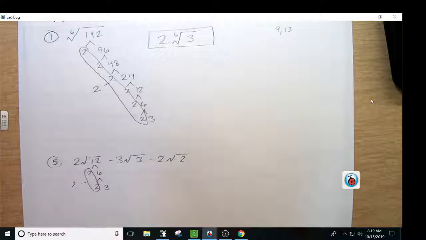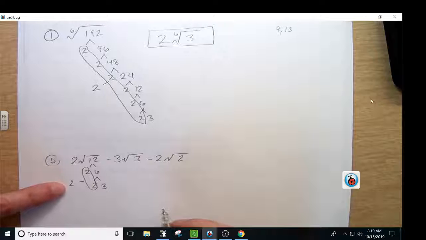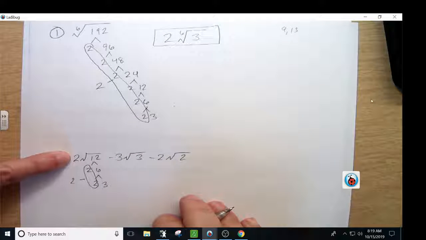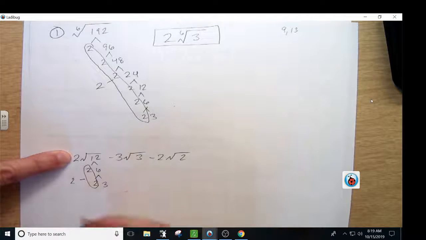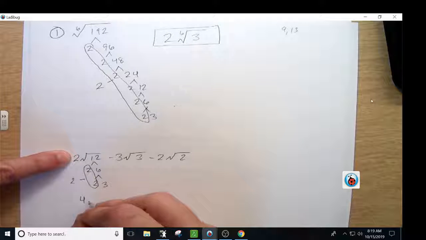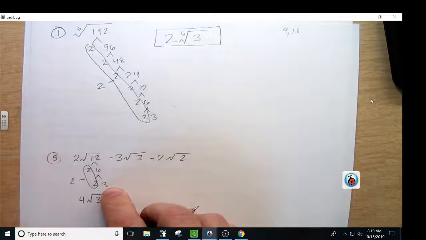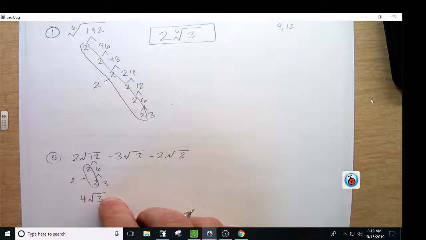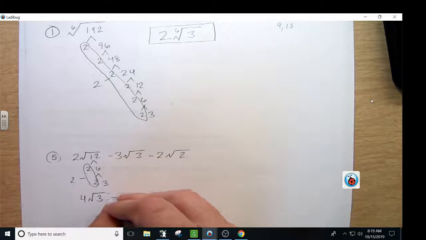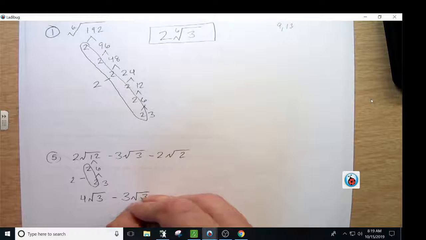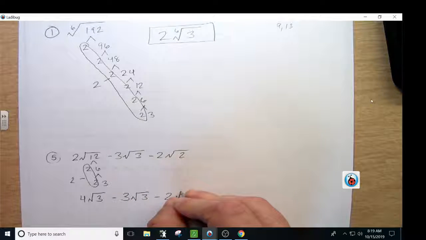Okay. Now, the 2 that we bring out, we're going to multiply it by the 2 that's already there. So that's going to be 4 square root of 3, because that's what's left over. 3 is what's left over. Now, minus 3 square root of 3 minus 2 square root of 2.